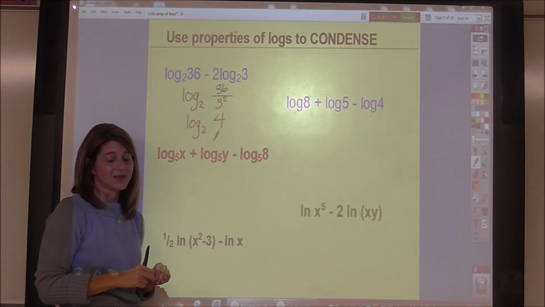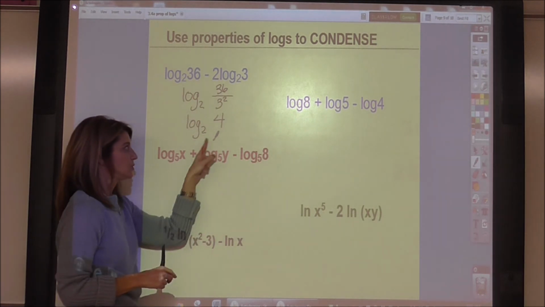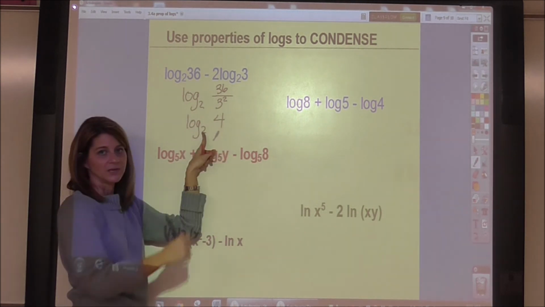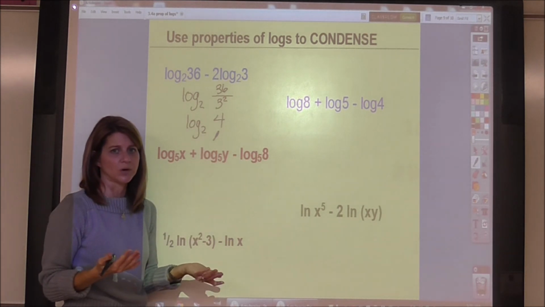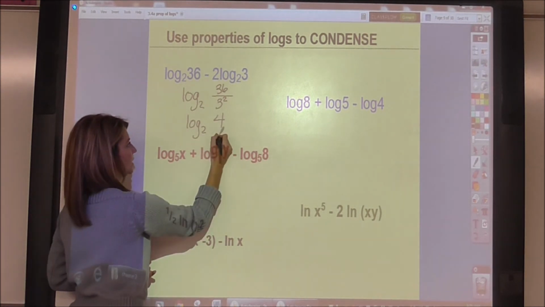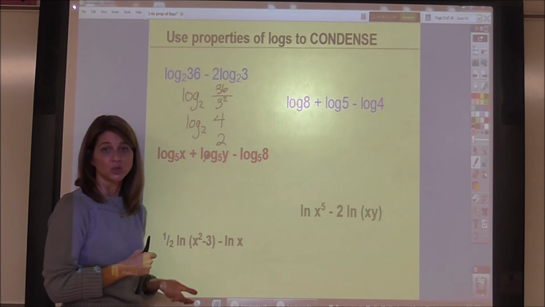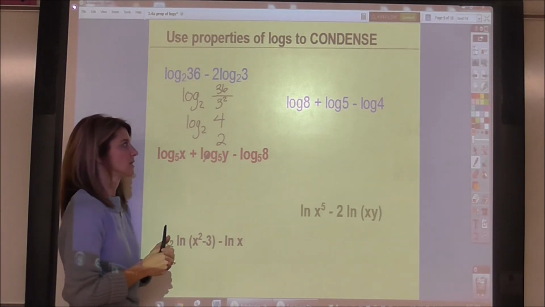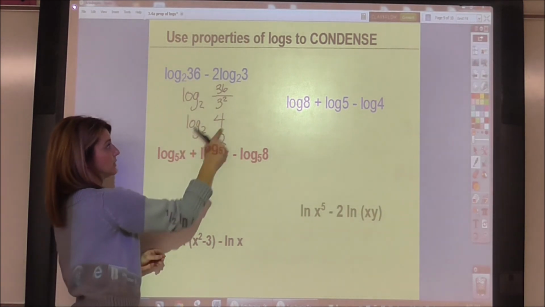And you know you can actually get that answer? This says 2 to some power makes 4. 2 to what power is 4? 2 squared is 4. So that answer is really just 2. I know if you were just condensing all down into logs, it'd be here.